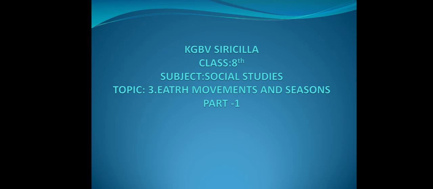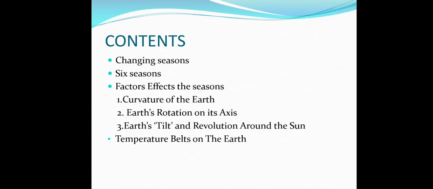Children, today we are going to learn our 8th class Social Studies 3rd lesson, that is Earth, Movements and Seasons. Children, in this lesson the main contents are changing seasons, 6 seasons, factors affecting the seasons, curvature of the earth, rotation on its axis, earth's tilt and revolution around the sun, and temperature belts on the earth. Children, today we will discuss the changing seasons and 6 seasons. Okay, children?